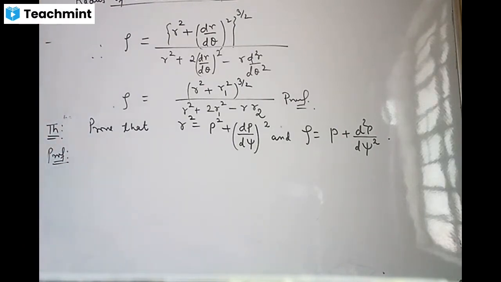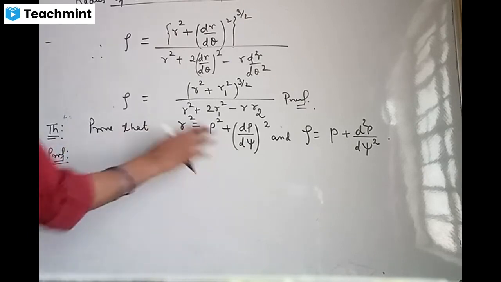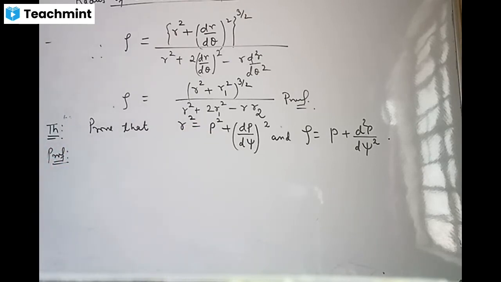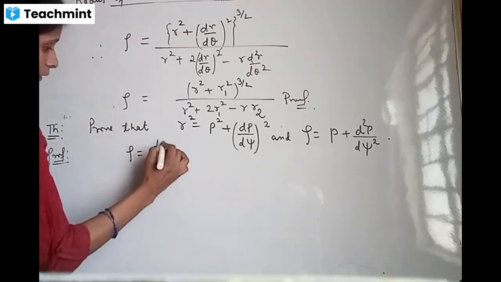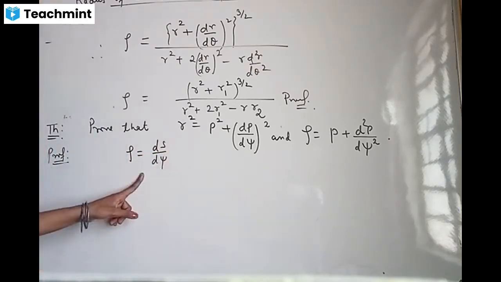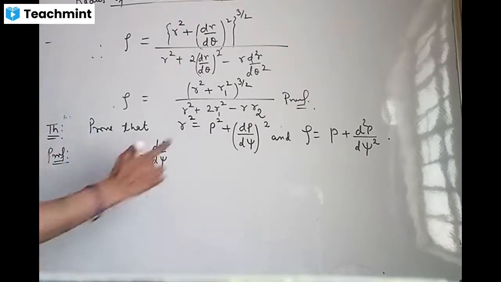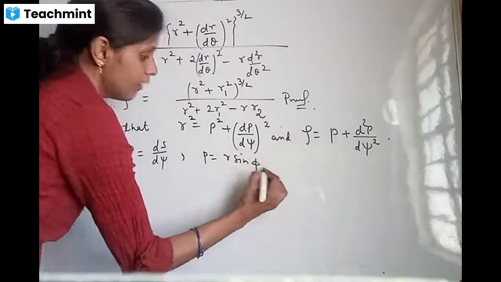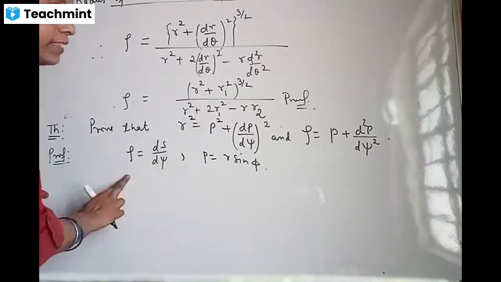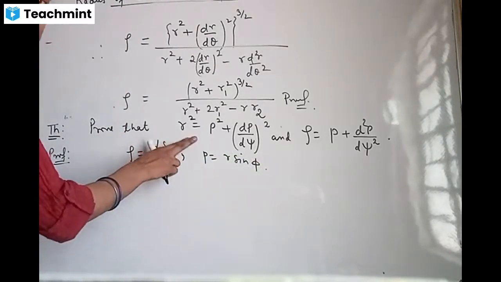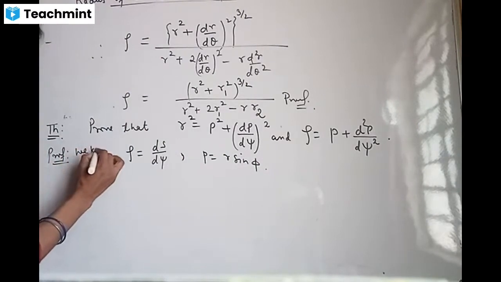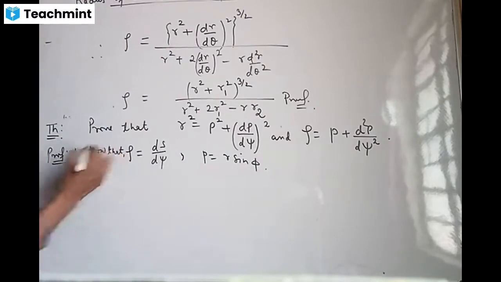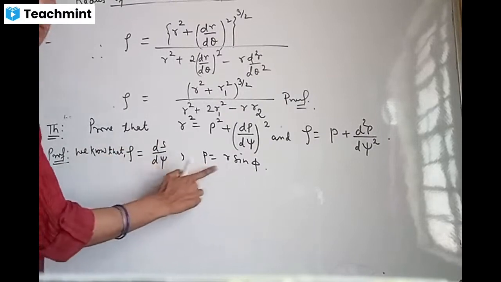And here we need psi. So what is radius of curvature in terms of psi? Girls, do reply. We know that rho is ds by d psi. And one more thing we know is p equal to r sin phi. So we are going to use both these equations for the solution of this theorem. We know that rho is ds by d psi and p equal to r sin phi.